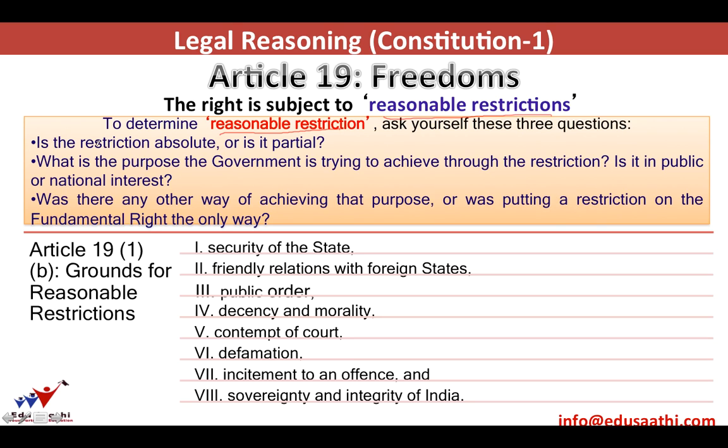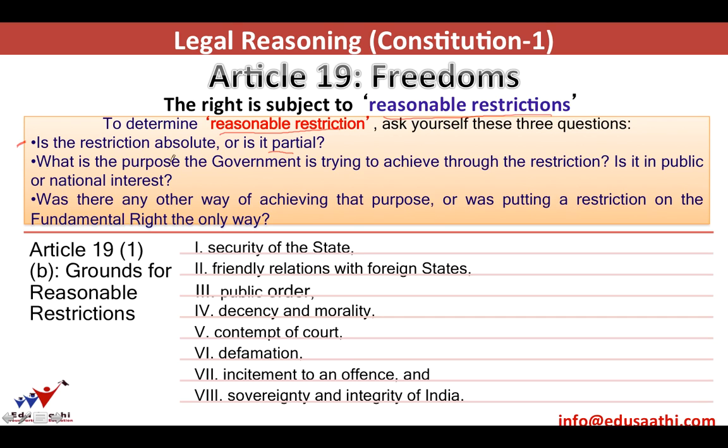First, is the restriction absolute or is it partial? If it's absolute, then it's not a reasonable one. If it's a partial restriction, it's just that the state intends to protect the rights of others, so your right is restricted partially so that you enjoy your right, taking into consideration the rights of other persons. So it does not have to be absolute but partial.